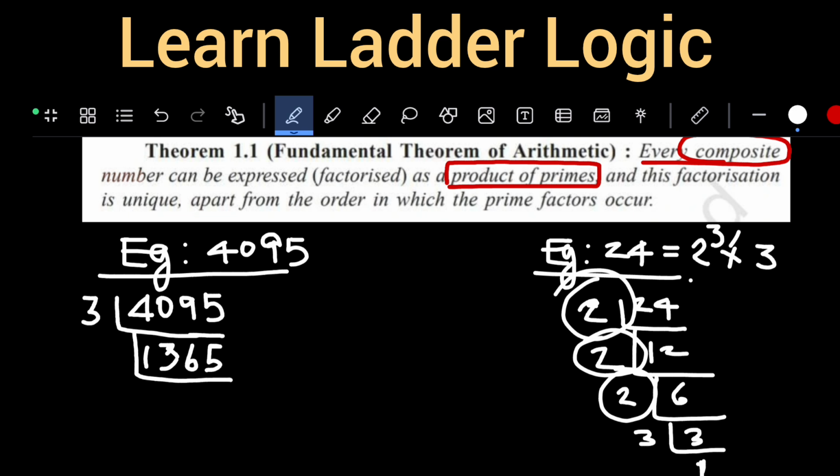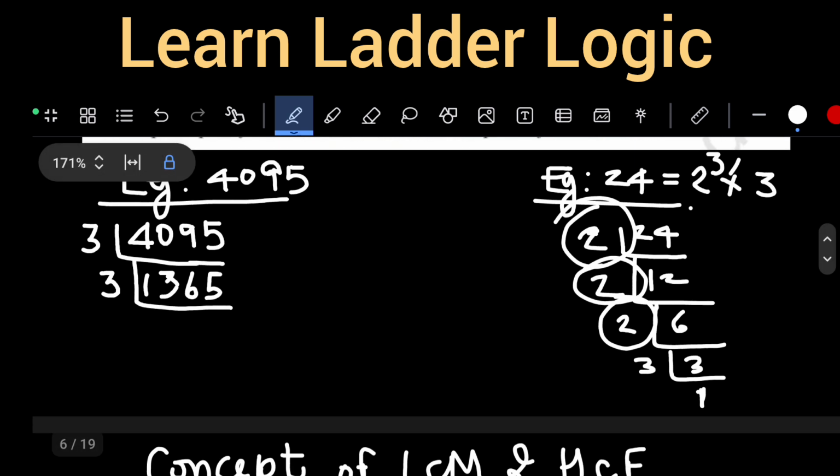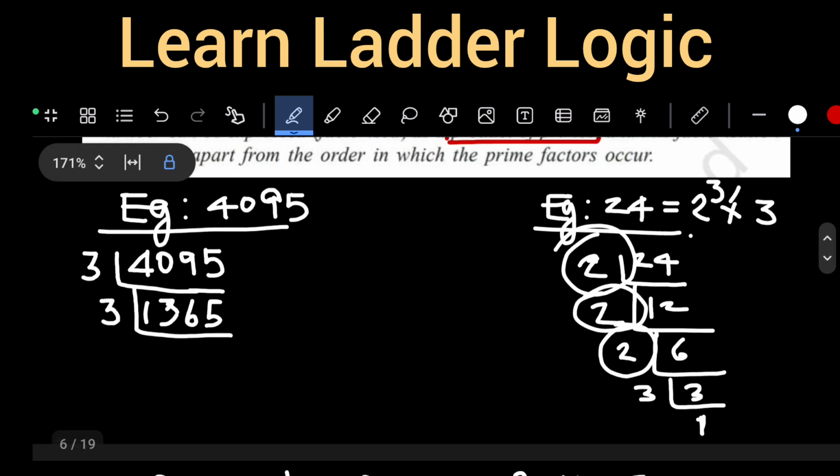Okay. Again, let's check whether it is divisible by 3 or not. 1 plus 3, 4. 4 plus 6, 10. 10 plus 5, 15. Yes, it is divisible by number 3. So just solving it again. 3, 1365, then 455.